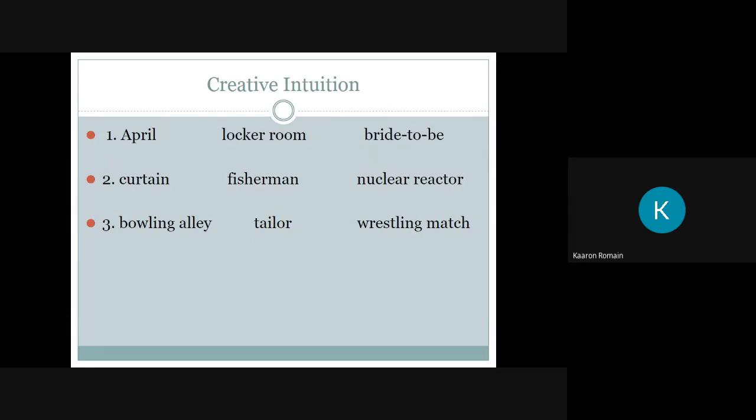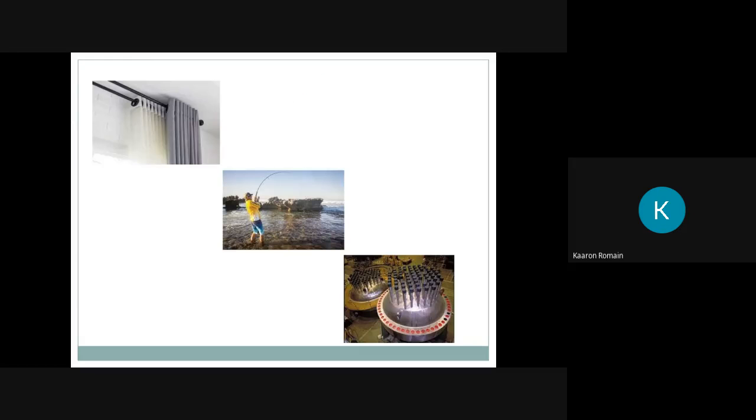The next one is curtain, fisherman, nuclear reactor. What do all those 3 have in common? Rod. Rod? Yes, that is correct. So as you can see on the slide, curtains have rods. We all know curtain rods. The fisherman uses his fishing rod to catch a big fish. And nuclear reactor rods.